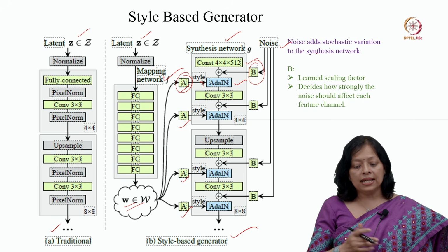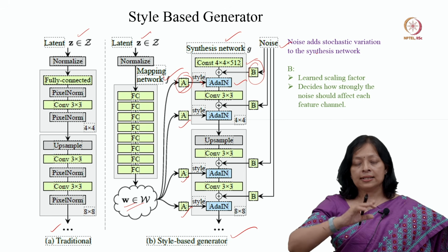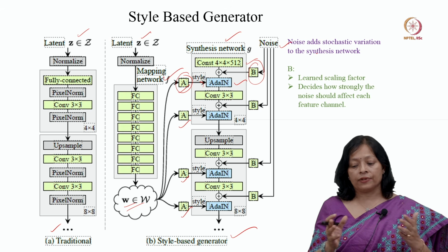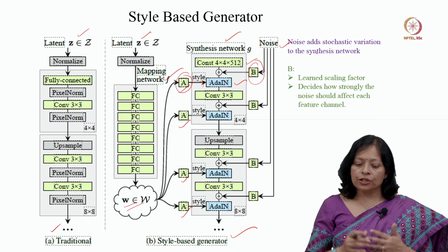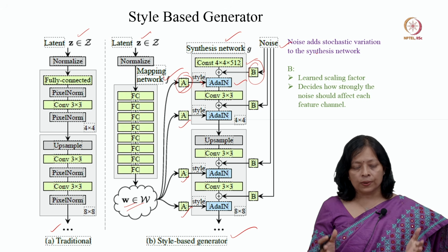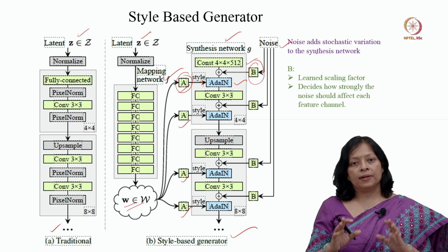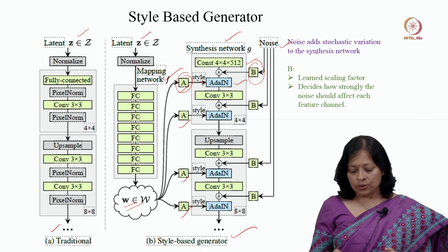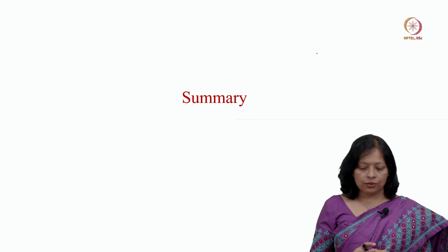And what is B? B is a learned scaling factor. It decides how strongly the noise can affect each feature channel. So, this is how the entire process flow works in a style based generator, or in Style GAN overall. With this I come to the end of my session today.